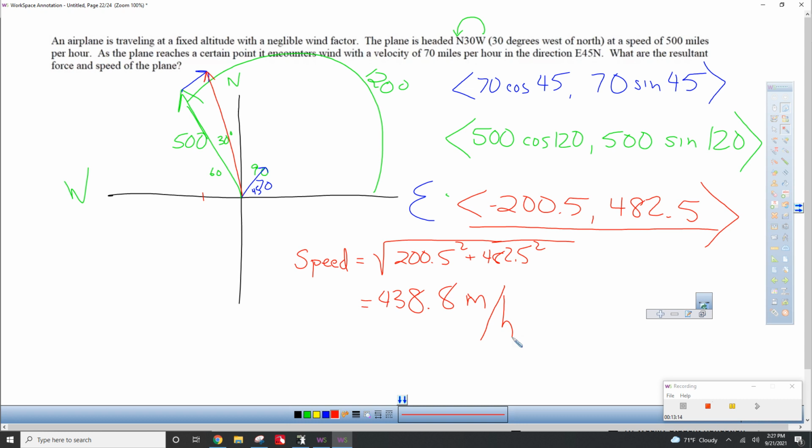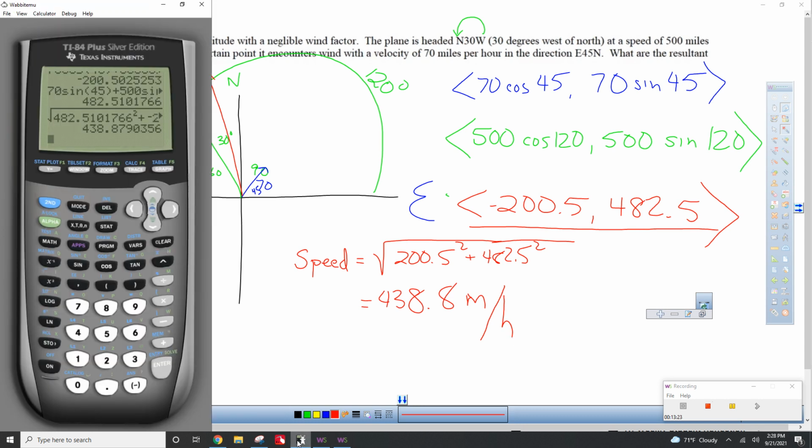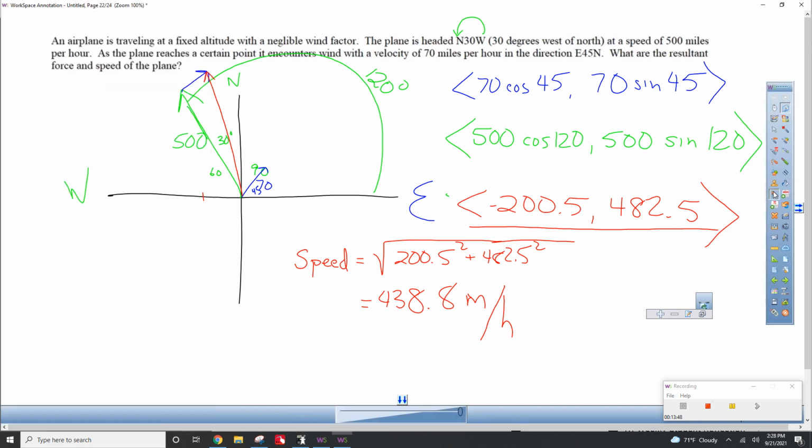Okay, so let's see. No, can't be. There must have been a little negative error there. So 200.5 squared plus 482.5 squared. There you go, 522.5. That makes more sense.